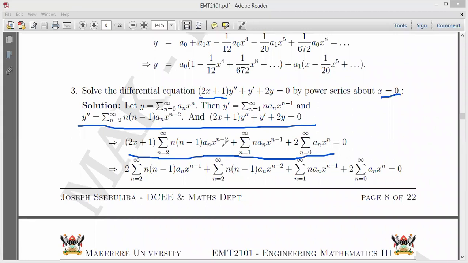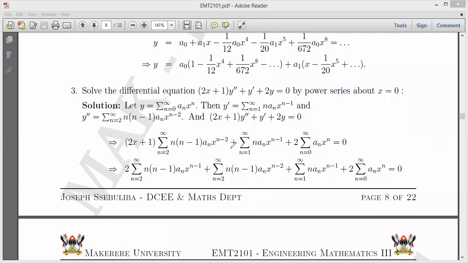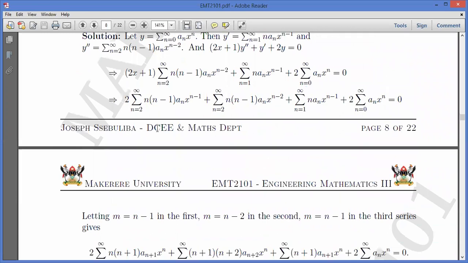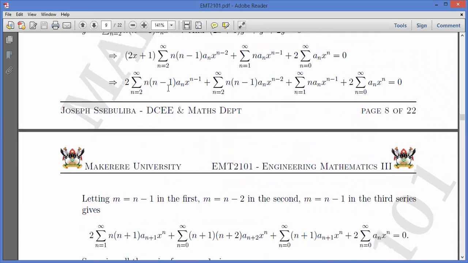So how do we deal with this? We have a 2. We can first of all expand this. 1 times this sum will give us this sum. Then we have 2 times this. So we have a 2 out here. What we are doing here, guys, is expanding. Okay, here you go. We are expanding this one here.